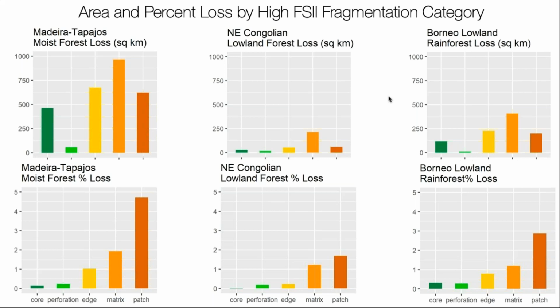It also shows that in general, fragmentation increased because there was deforestation in core and perforation classes, which will tend to increase the area of edge, matrix, and patch forest. And so with that, I will take any questions.